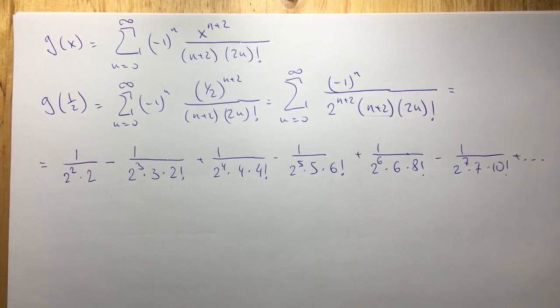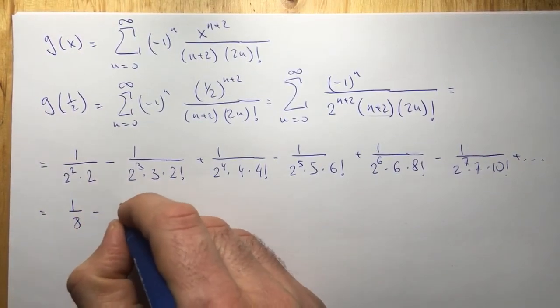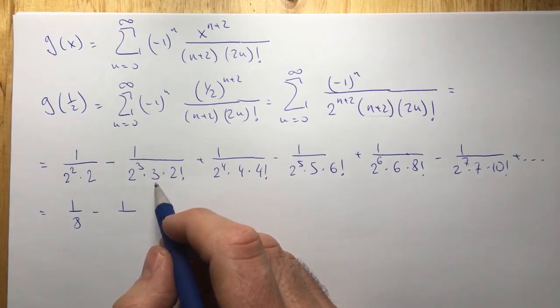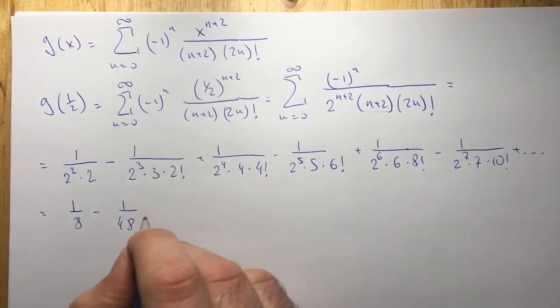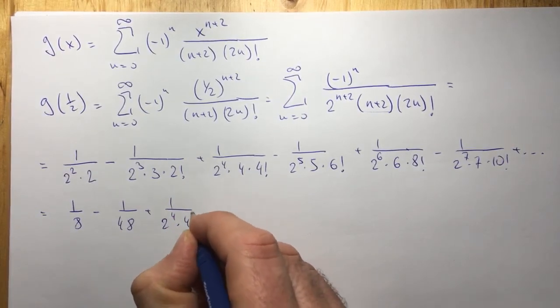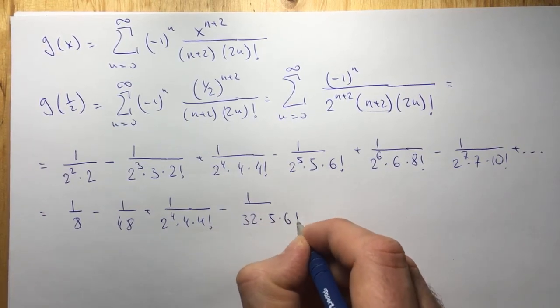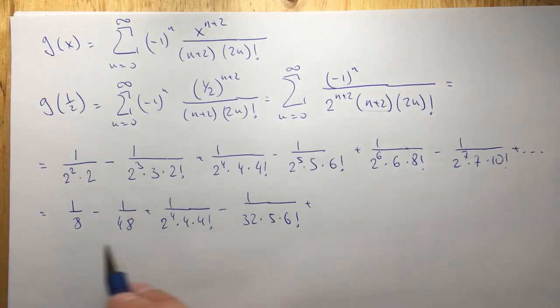You will take the calculator in this case at this point and just start adding these terms, right? So this is going to be what is 1 over 8 minus 1 over 24 times 2, 48, plus 1 over 2 to the power of 4 times 4 factorial, minus 1 over 2 to the power of 5, 32 times 5 times 6 factorial, plus, and I'm going to stop here because I think this is going to be very small already, so I'm going to start calculating.